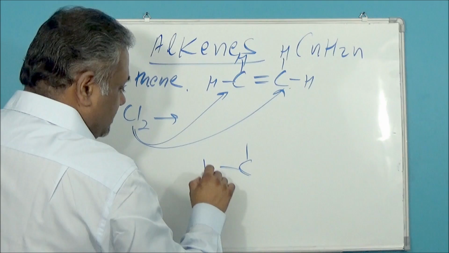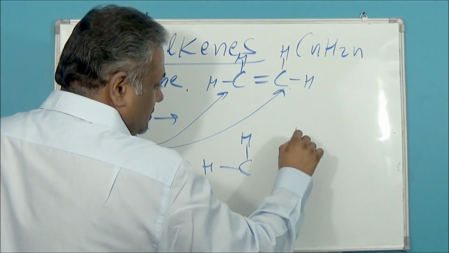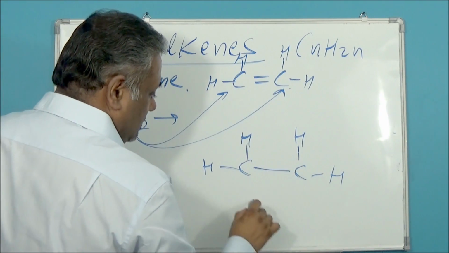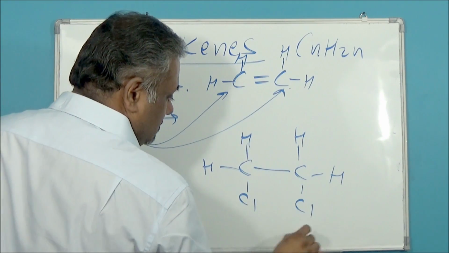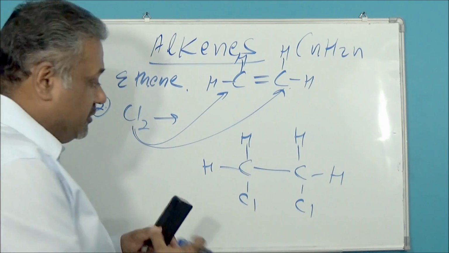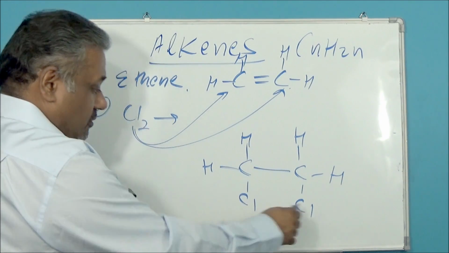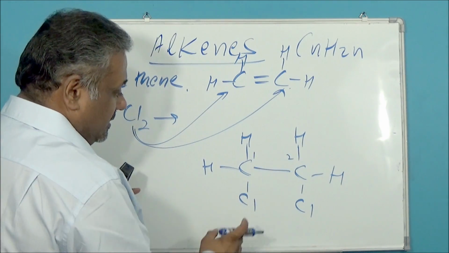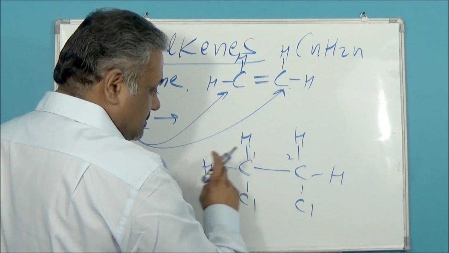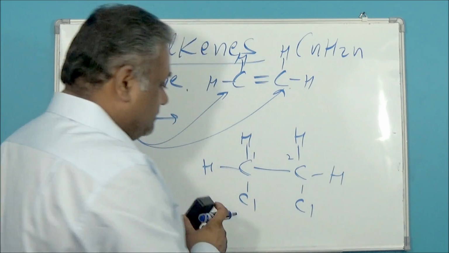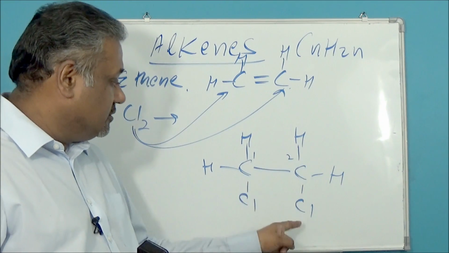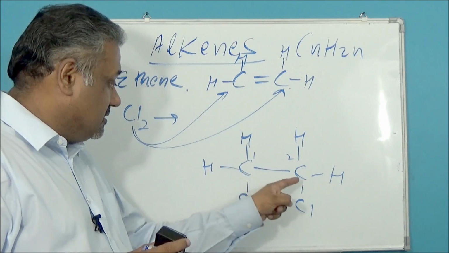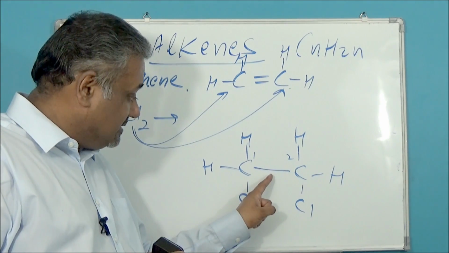So this carbon has two H's, this carbon has two H's. Don't forget, the double bond will become a single bond because one chlorine each will come on these carbons. Now when you try to name this, remember there are two chlorines, and this is carbon number 1, that's carbon number 2. So you could say this is 1,2-dichloroethane. 1,2-dichloro because there are two chlorines, eth because there are two carbons, ane because it's a single bond.